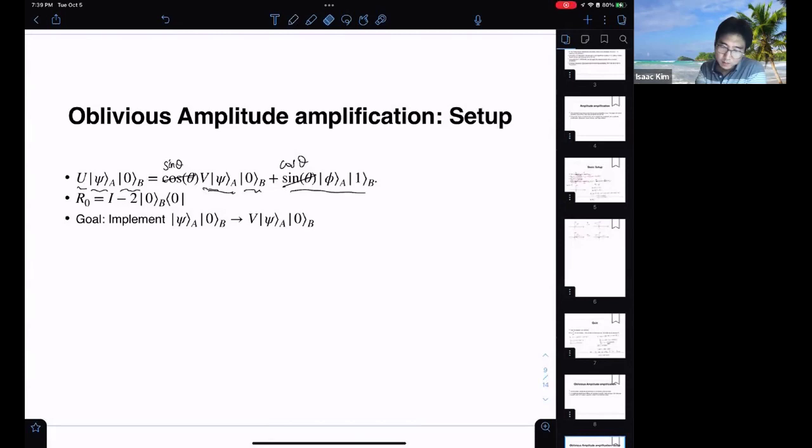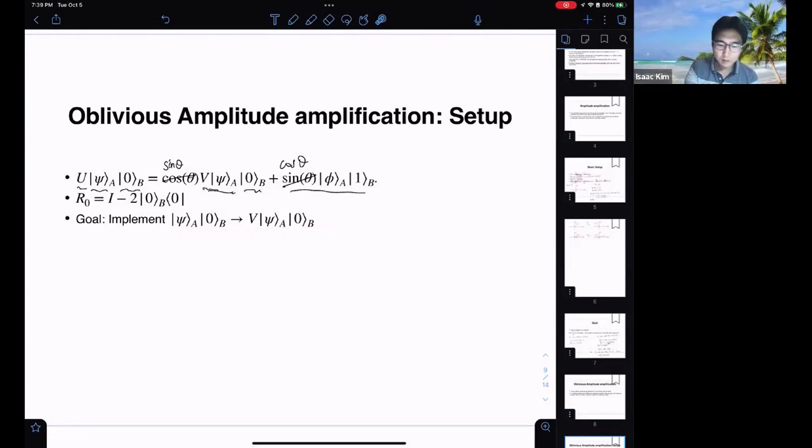But when you succeed, you will know that you succeeded because by measuring this extra register B, if you measure 0, then you know you've succeeded. And if you measure something else, like 1, then you will know that you had failed. Okay. And given this, the goal is to actually implement this unitary transformation. You begin with an arbitrary state and apply V of psi.